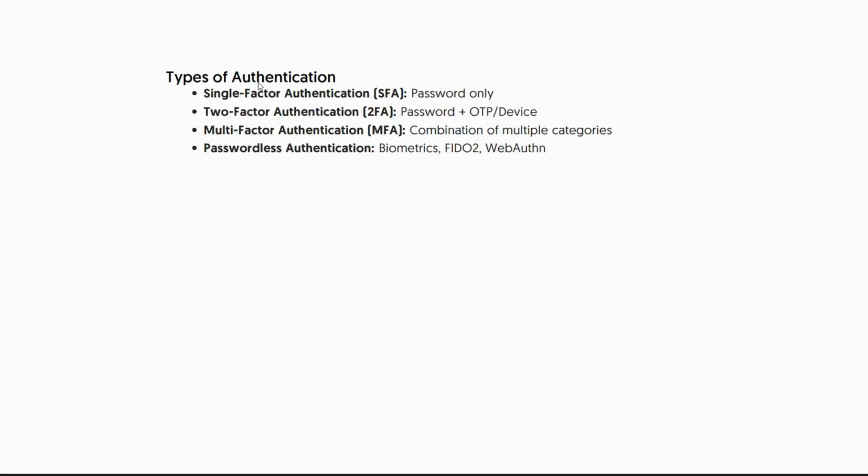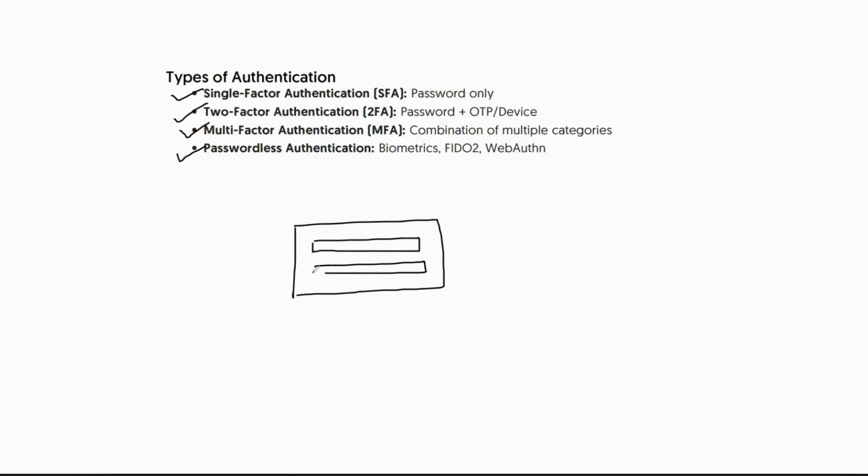So types of authentication: you have single factor, two factor, multi-factor, passwordless. When you are presented with a screen, you put your username and password. This is one time you have done, the first time. This comes under single factor authentication. But when it is with an OTP, a 6-digit OTP, there's this second.